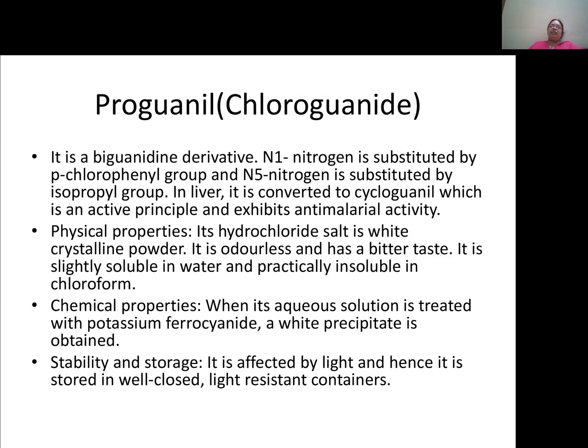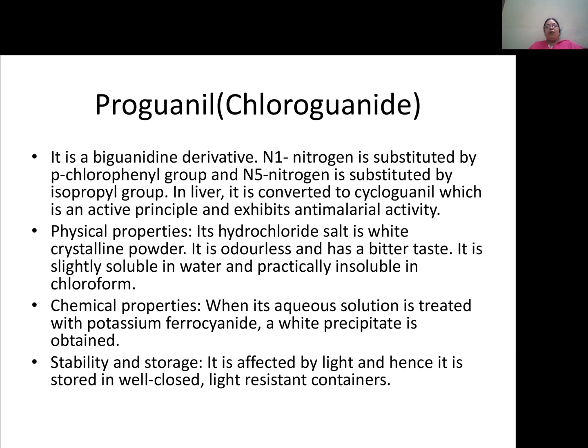Another compound is proguanil, which is also known as chloroguanide. Proguanil is a biguanide derivative. N1 nitrogen is substituted by a para-chlorophenyl group and N5 nitrogen is substituted by an isopropyl group. In the liver, it is converted to cycloguanil, which is the active principle and exhibits antimalarial activity.